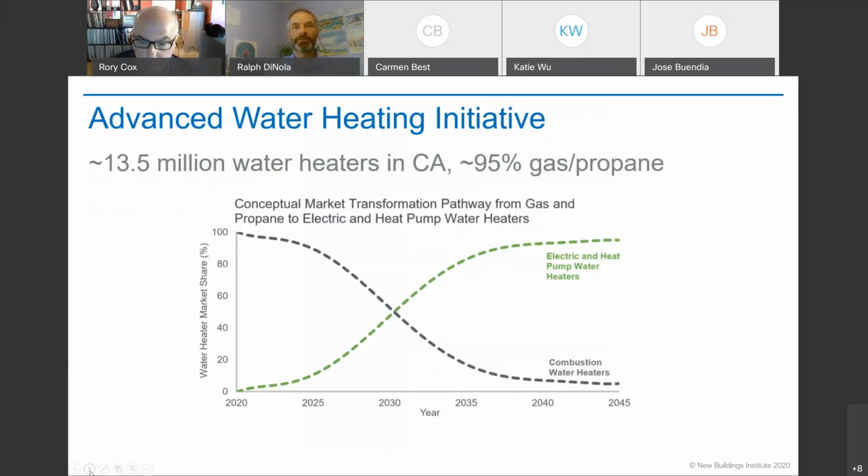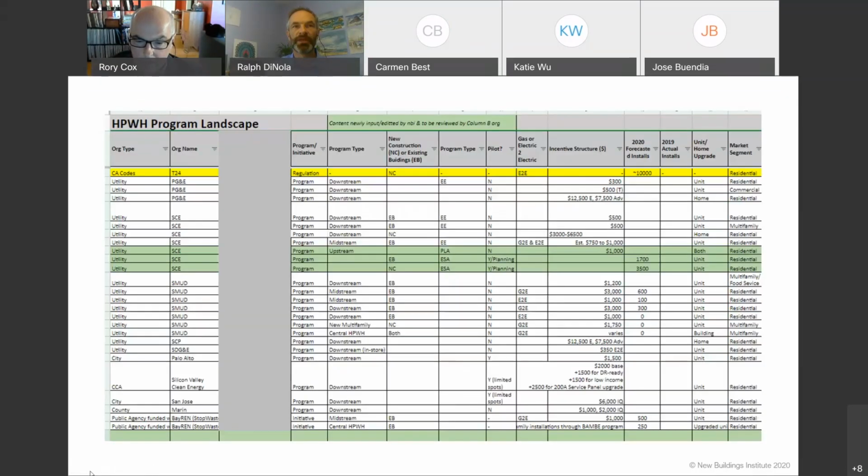In California, there are approximately 13.5 million water heaters. About 95% of them are using either natural gas or propane, about 90% natural gas. And as we heard earlier, the E3 study shows we need to make this transformation happen, especially in water heating, getting about 50% of the stock to electrify by 2030.